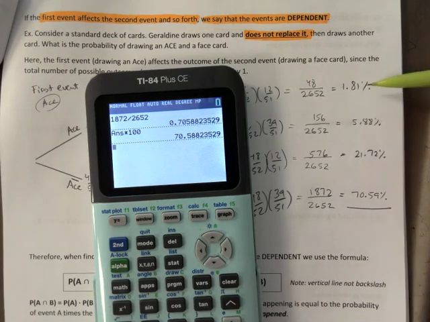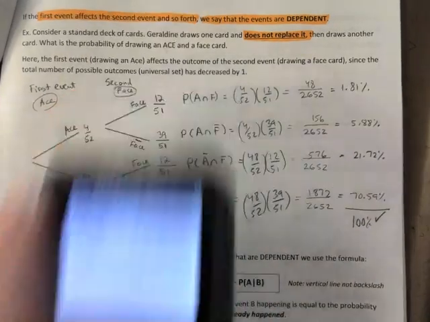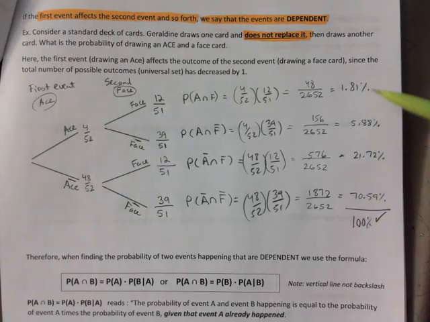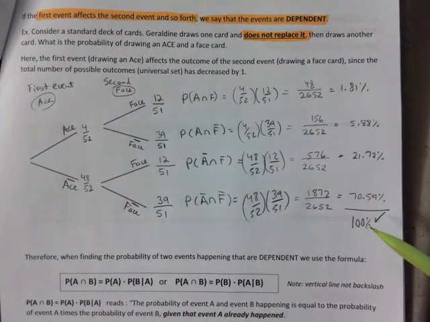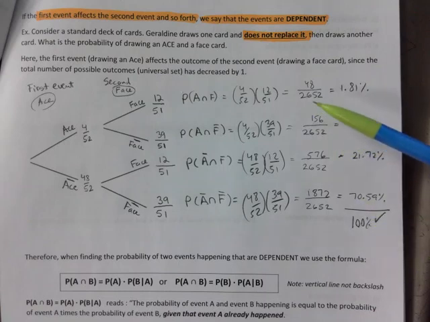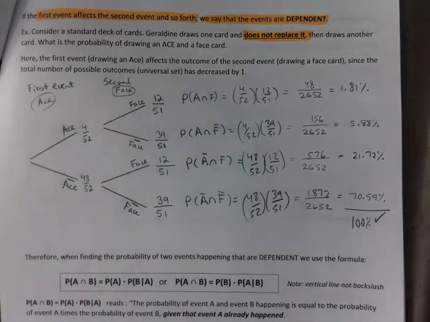I already checked. If you add this up, you get 100%. That's always a check you want to perform to make sure you got this right. Your tree diagram is indeed correct. This has to add up to 100%. Or if you just added up all the numerators, you would have come up with 2652. Then you also know you're right.